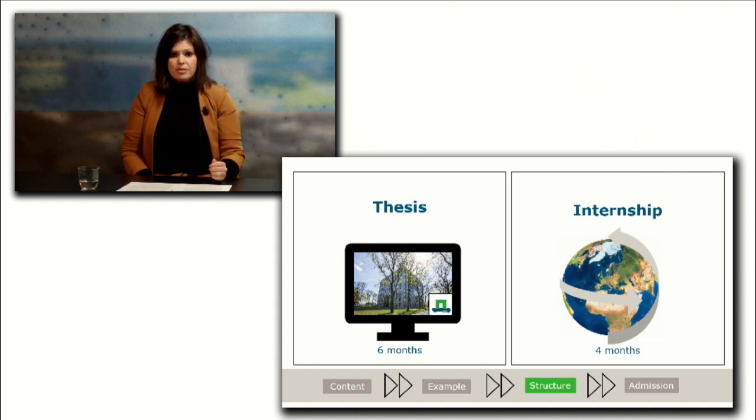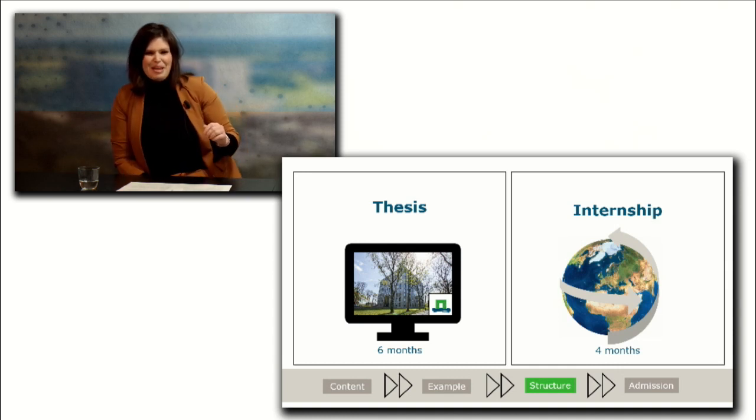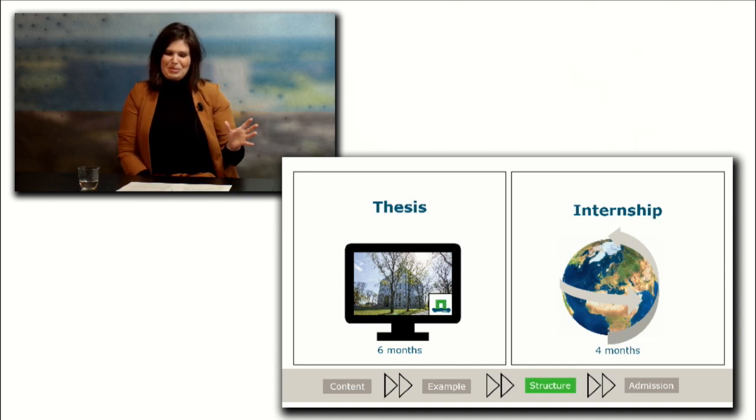So also if you do that part-time, it will take you 8 months. So there are many options there. And we will also guide you in finding a thesis or an internship. So in the second year, I think we will get back to that later, but there's also a special week. And then Rosalie and I will also discuss with you what kind of thesis you want to do.